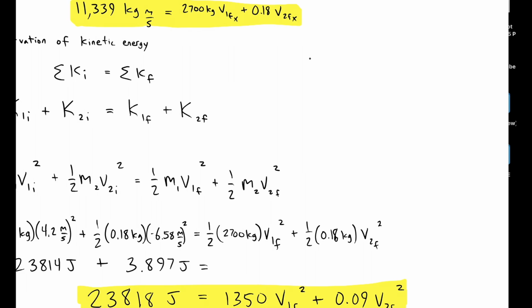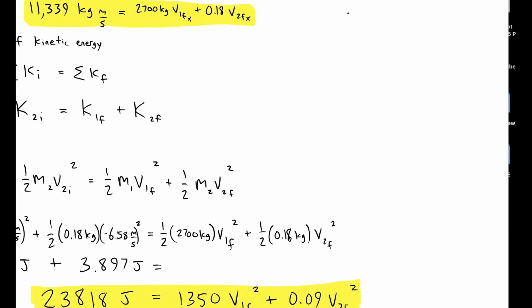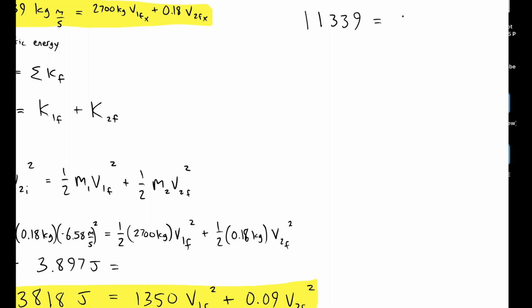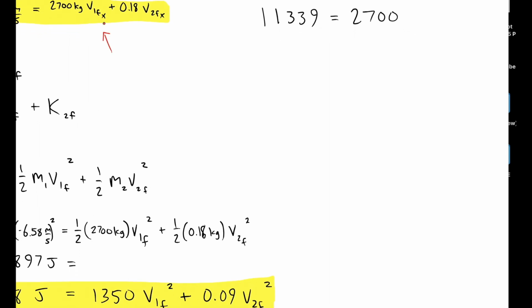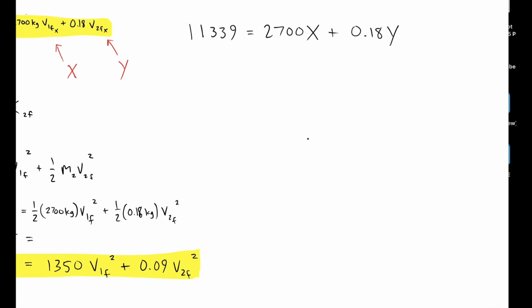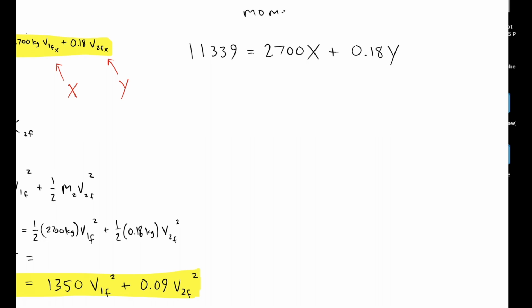Now you may want to rewrite your equations when you plug it into the solver. So I'm going to change the final speed of the Rhino into a letter such as X, and then I will change the speed of the ball into Y, because it's going to be easier to plug in that way into the solver. Okay, so that's one of the equations. This is the momentum equation. And then we have our energy equation.